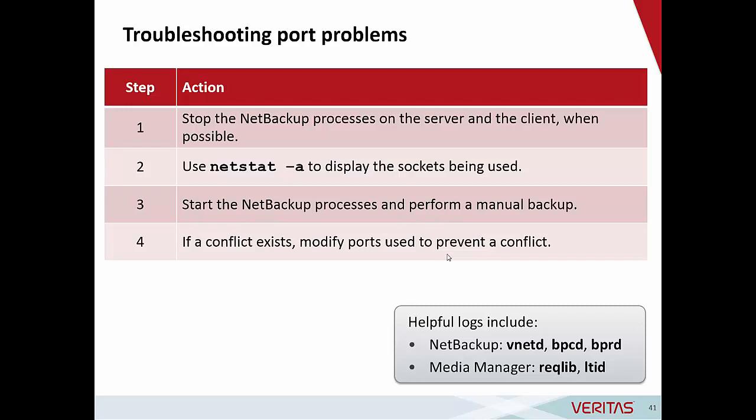This slide here is discussing a scenario we mentioned previously where we think we may be having problems with a port conflict, where another application is trying to use ports that are associated with NetBackup services. And the way we check for that is pretty straightforward. We shut down NetBackup on the server and the client, and we use netstat -a to display the sockets in use.